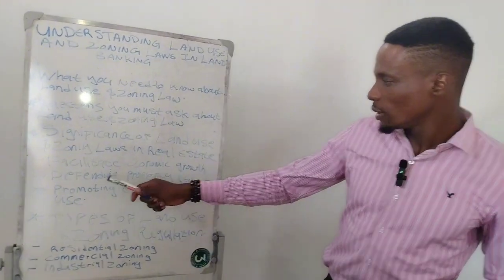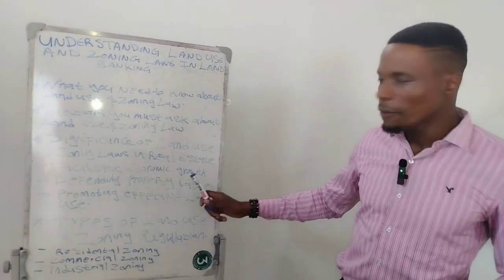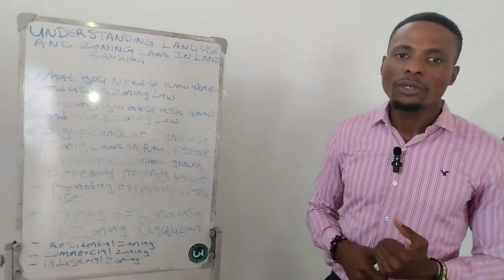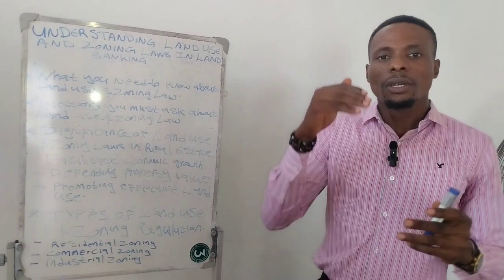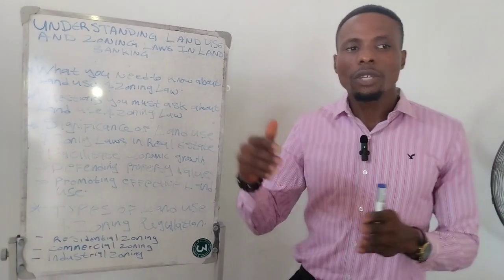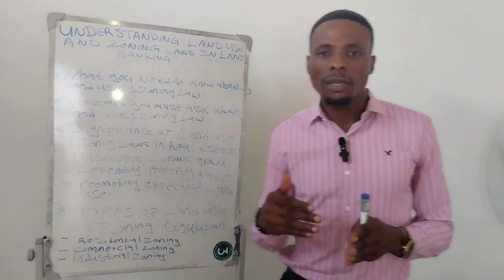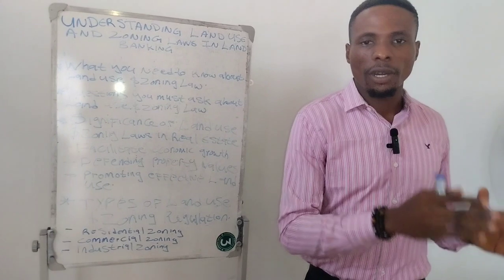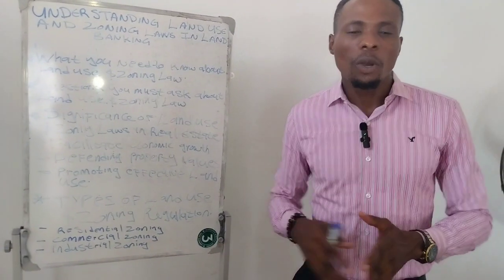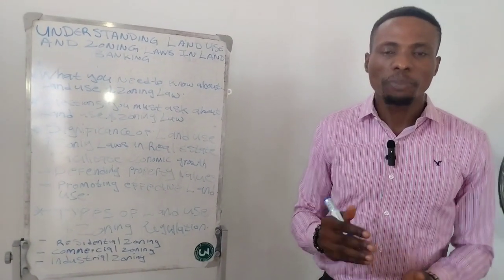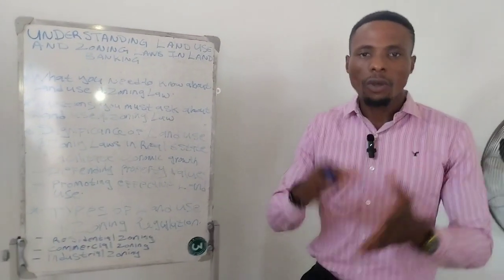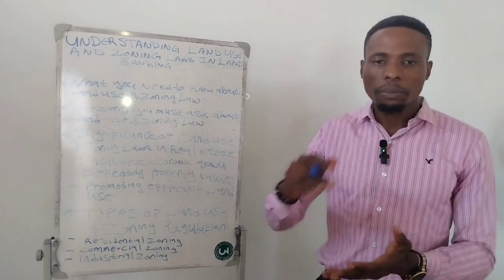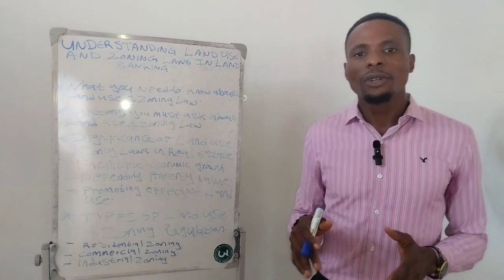Okay, then number two is defending property values. Now, what do we mean by defending property values? This is what we mean by that. When you site an industrial business in an area that is meant for agricultural purposes, you are defeating the aim of that area. Okay, it's meant specifically for agricultural use, and then you site an industry there. Now you are depreciating, you're actually killing the value of that land.